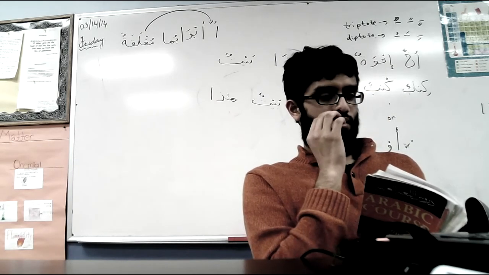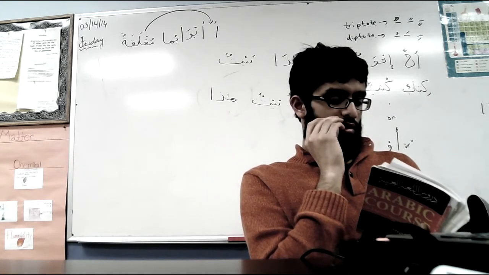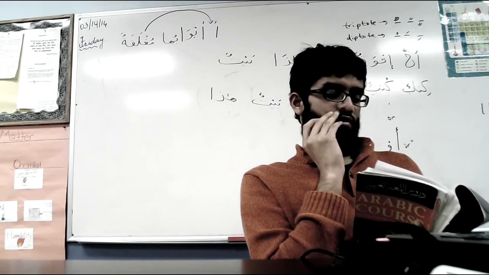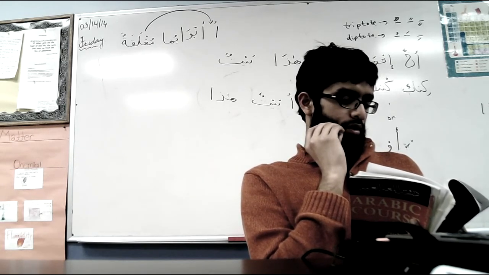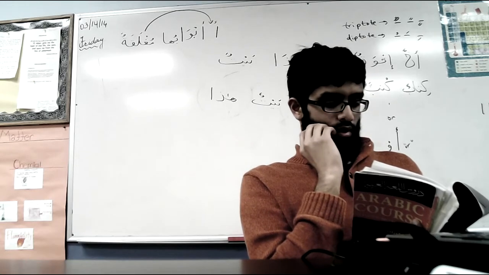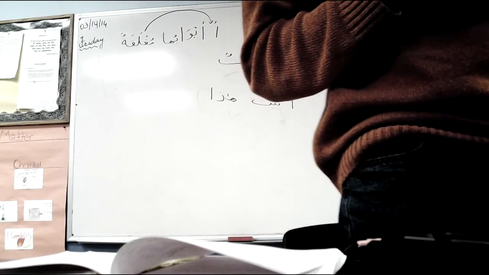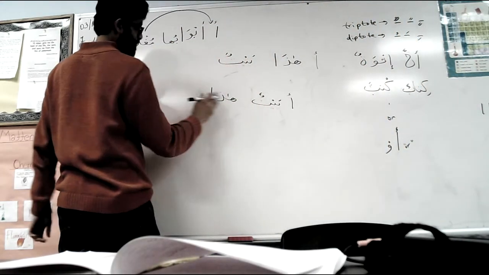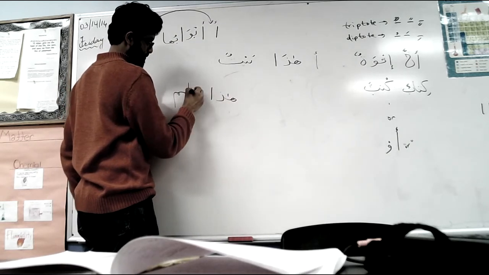What's qala? He said, I have five pens. Khamsa is what? Five pens. This pen is red, this pen is blue, this pen is green, this pen is black, this pen is yellow. Okay, so just translate all of them.